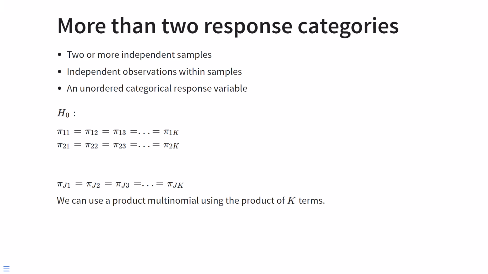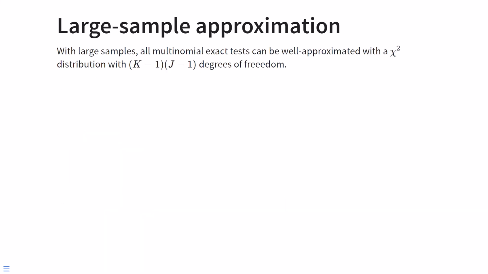As I've discussed in past videos, the multinomial function is an extension of the binomial function. So we can use a product multinomial just like we can use a product binomial, taking the product of k terms. Again, with more samples or more response categories, this can become some heavy lifting in a hurry. So we better look at the large sample approximation.